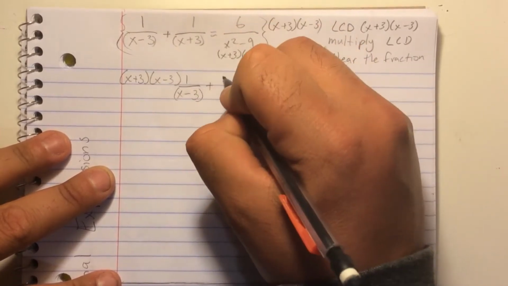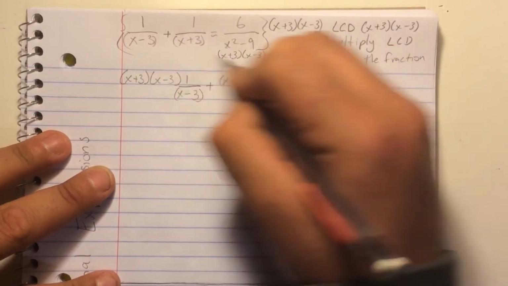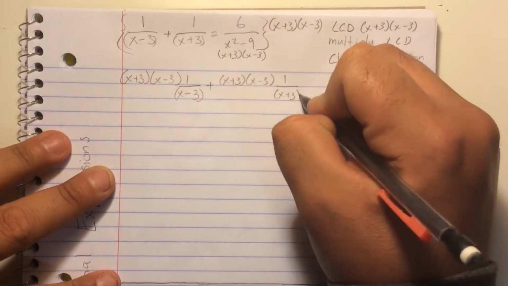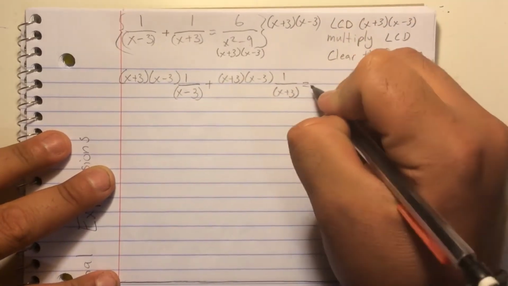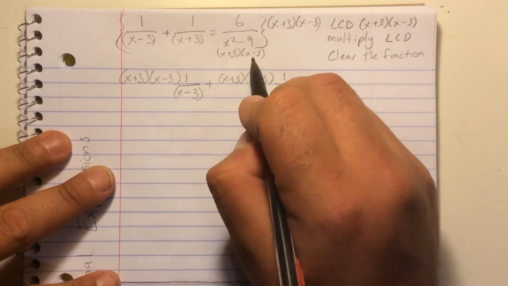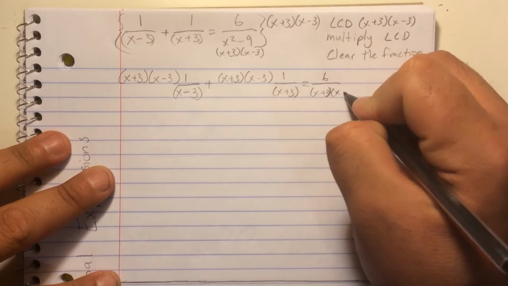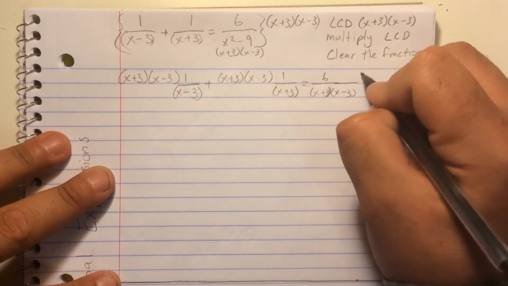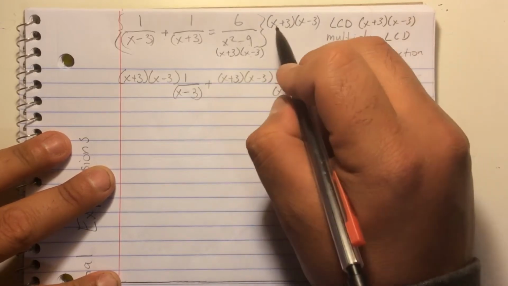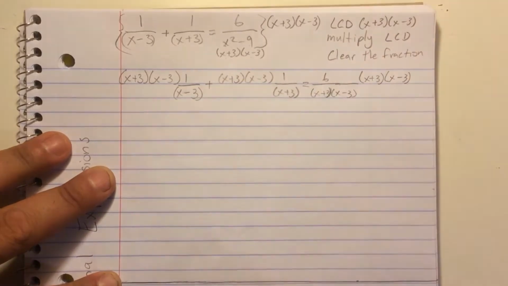And then we have our x plus 3 again, and our x minus 3 times our 1 over x plus 3. And then we have our equal sign, and we have our 6 over, I'm going to use the bottom again. So we're going to use the x plus 3 times x minus 3 multiplied by our lowest common denominator, not alligator, lowest common denominator, which is x plus 3 and x minus 3.